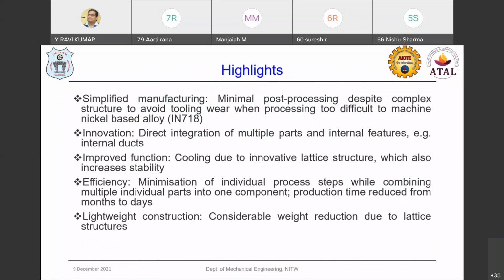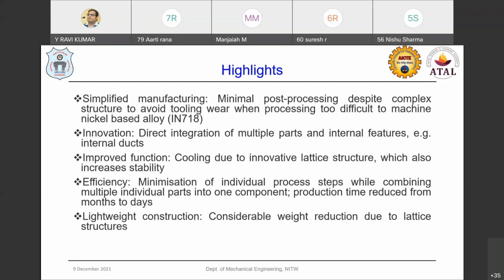The minimal post-processing, and it can produce complex structures while avoiding tooling wear when processing materials too difficult to machine, like nickel-based alloys. And also the innovation with respect to this process is the direct integration of multiple parts and internal features, like internal ducts with different lattice structures, which can be made with this powder bed system. Even the efficiency is the minimization of individual process steps, combining multiple individual parts into a single component, which can be made with the modeling of this SLM process software.